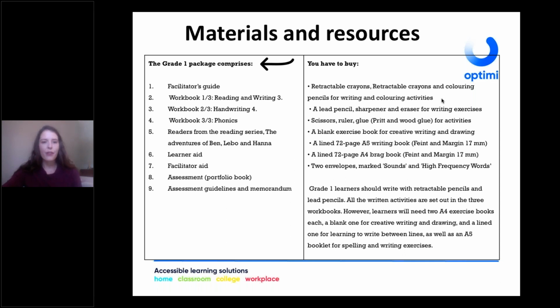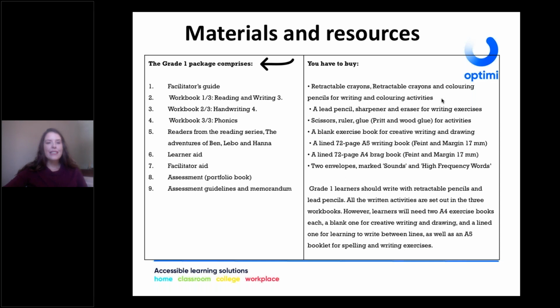Okay, so let's see. In the Grade 1 package for home language, you'll have the facilitator's guide. Also, the facilitator's guide can be seen as the teacher's Bible. This really is something that you should use when teaching. It's really a great help, gives you the guidance you need. So I really want to motivate you that you should really use your facilitator's guide when planning your lessons.